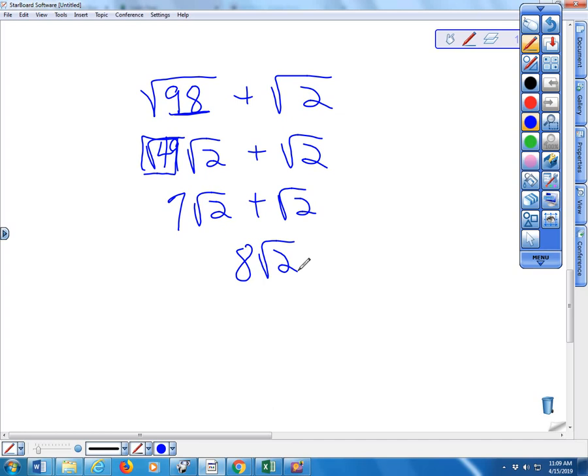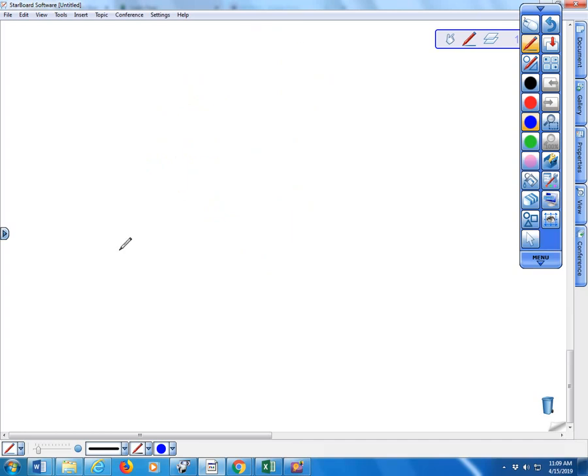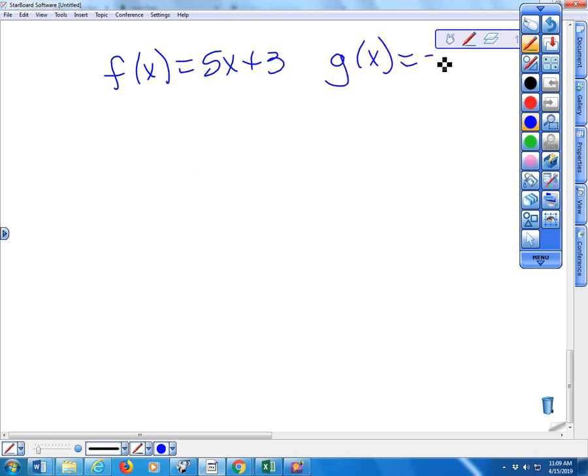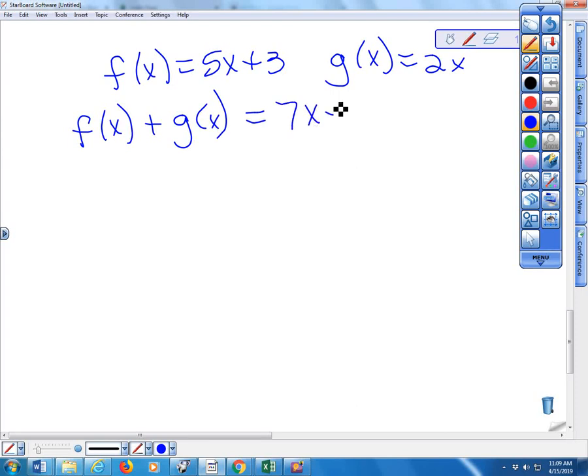Now we're going to look at functions. And first it's going to be f of x plus g of x. So all I do here is just add. So if I add 5x plus 3 plus 2x, combine my like terms, 7x plus 3.